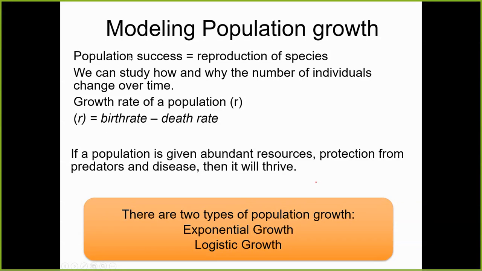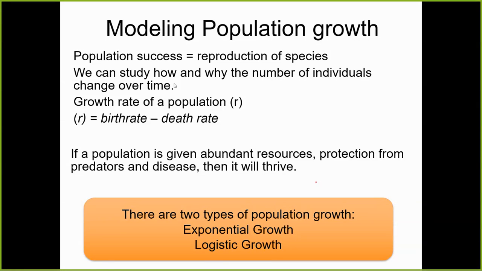Okay, so population success is equal to how good that species can reproduce. How well does it grow? And what we tend to study sometimes is how and why the number of individuals change over time. And we'll get into that a little bit more next week. Some of the causes for more births, some of the causes for more deaths, how interactions between different populations, predators, prey, affect these things.